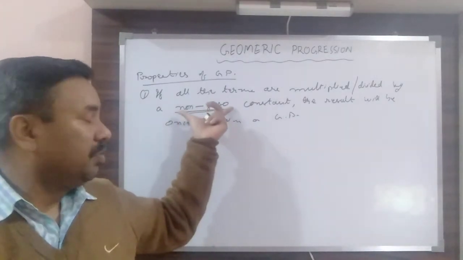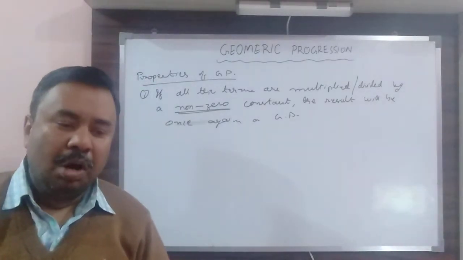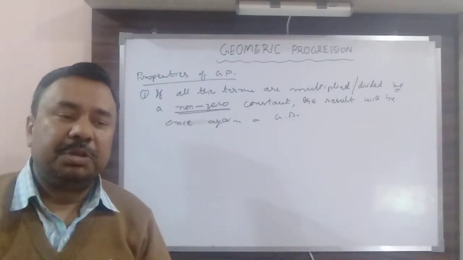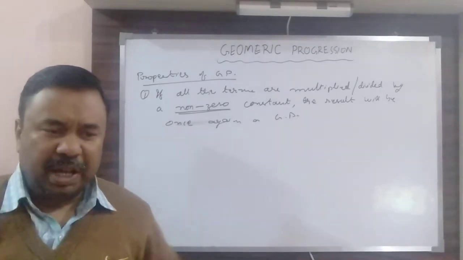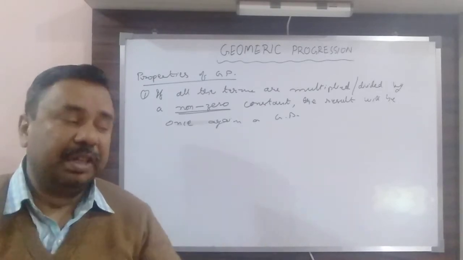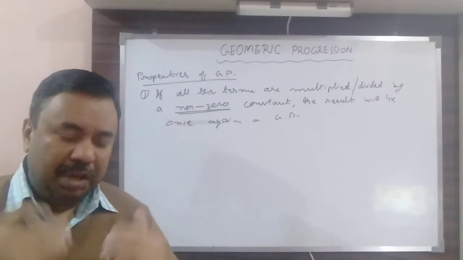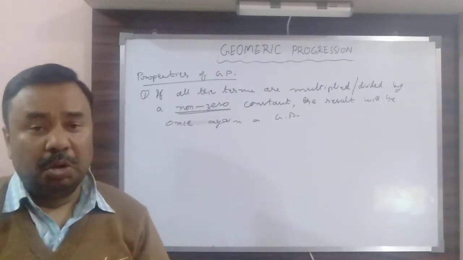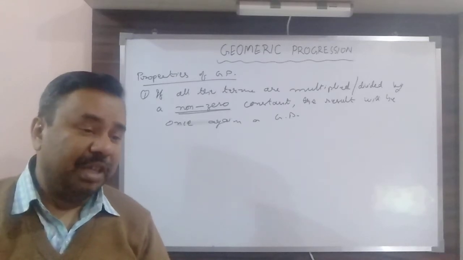So if all the terms are multiplied or divided by a non-zero number, I have emphasized the word non-zero, because if you are multiplying by 0, all the terms will become 0, and it will not make sense to call it a GP or AP or whatever it is. Similarly, if you are dividing by 0, you know dividing by 0 gives infinity.